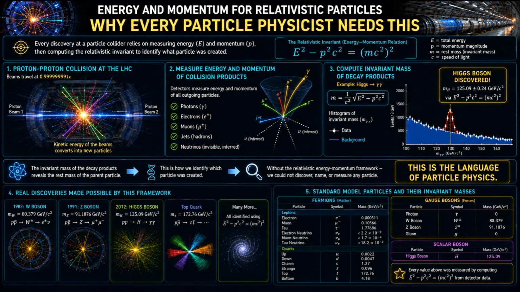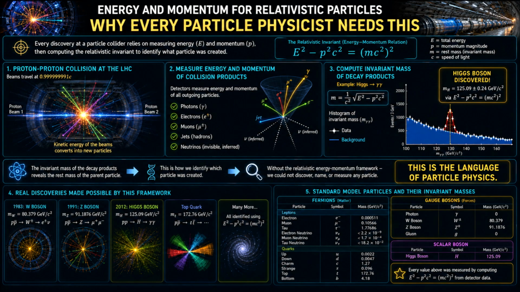Every experiment at a particle collider, from the discovery of the W and Z bosons to the detection of the Higgs boson at the Large Hadron Collider, relied on measuring the energy and momentum of collision products and computing the relativistic invariant to identify what particle had been created. When two beams of protons collide at close to the speed of light, new particles are produced according to Einstein's relation. The available kinetic energy converts into the rest mass energy of new particles.